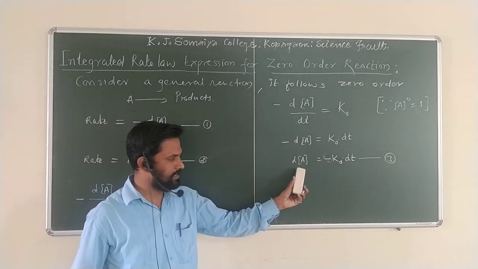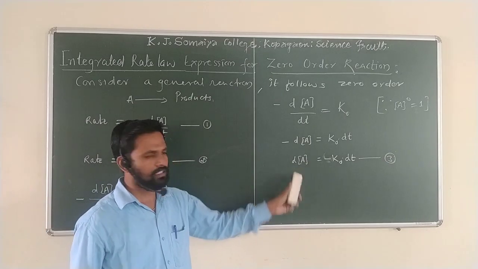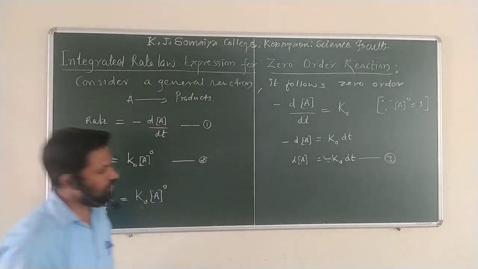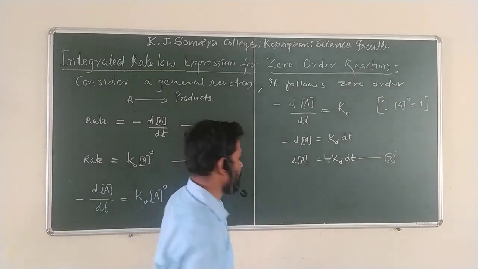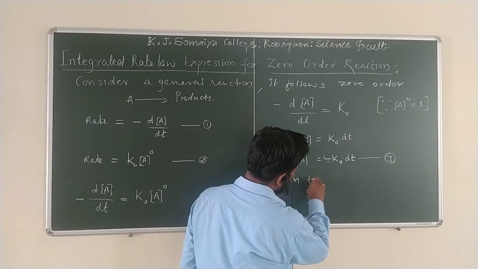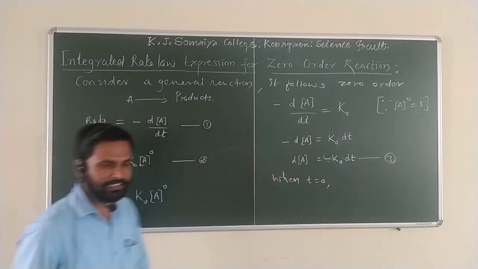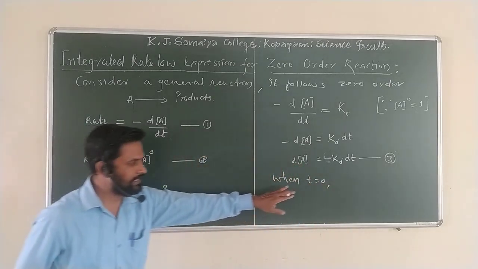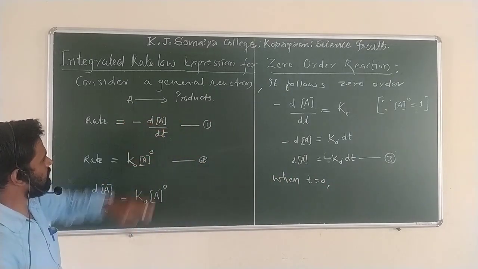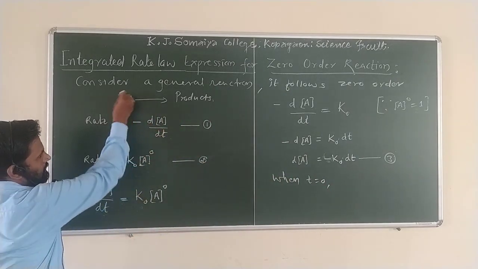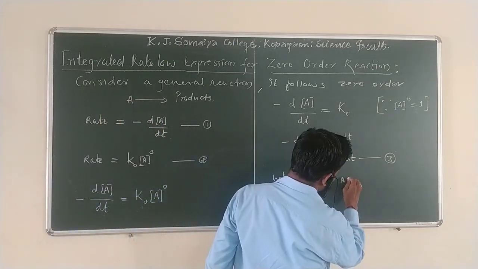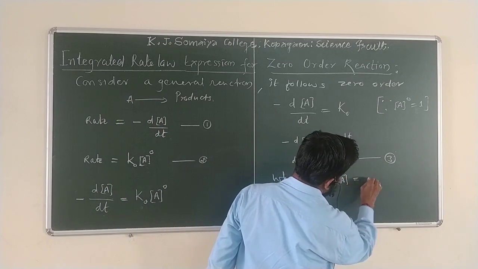Now we have to integrate this equation. Where do we have to integrate? Now see, within the limits, when t equal to 0, observe, when t equal to 0, what will be this concentration? When t equal to 0 means the initial concentration, so that will become A0. When t equal to 0, the concentration of A is equal to A0.